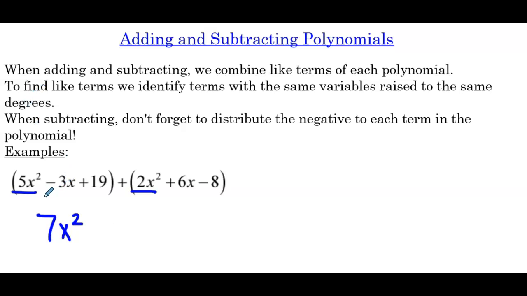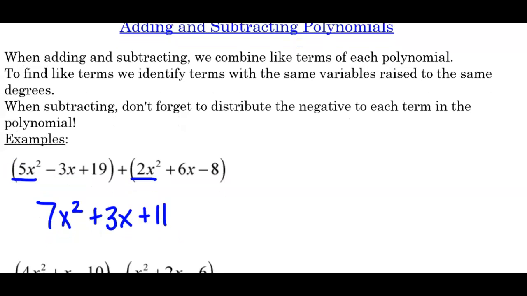The next term is minus 3x. Okay, so variable x raised to the first power. So we're looking in the second polynomial for any terms with an x variable raised to the first power. And we have one right here, 6x. So if we combine minus 3x plus 6x, we're going to get plus 3x. And then we have a constant term of 19 and a constant term of negative 8. Combining those two terms gives us plus 11. So the sum of these two trinomials is 7x squared plus 3x plus 11.